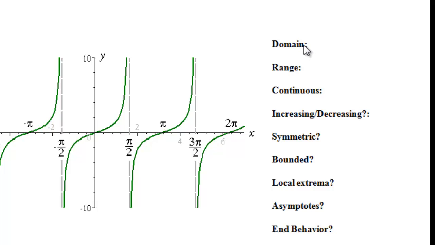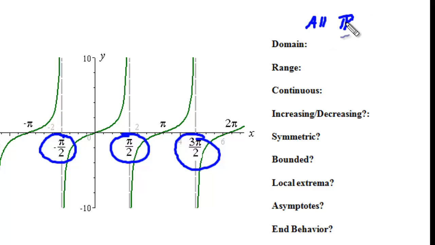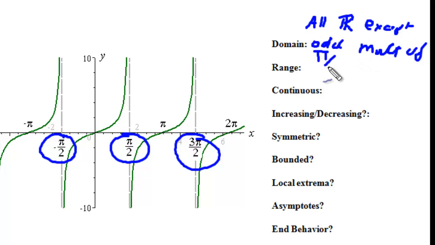Let's analyze it. Looking at the domain, all the possible x values, the graph covers all the x values except at these multiples of 3 pi over 2. So it's all the real numbers except the odd multiples of pi over 2. Think about why that is.